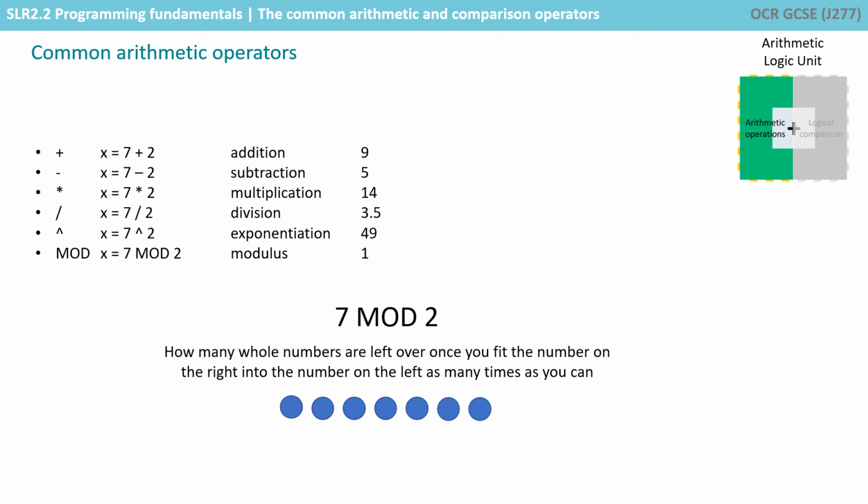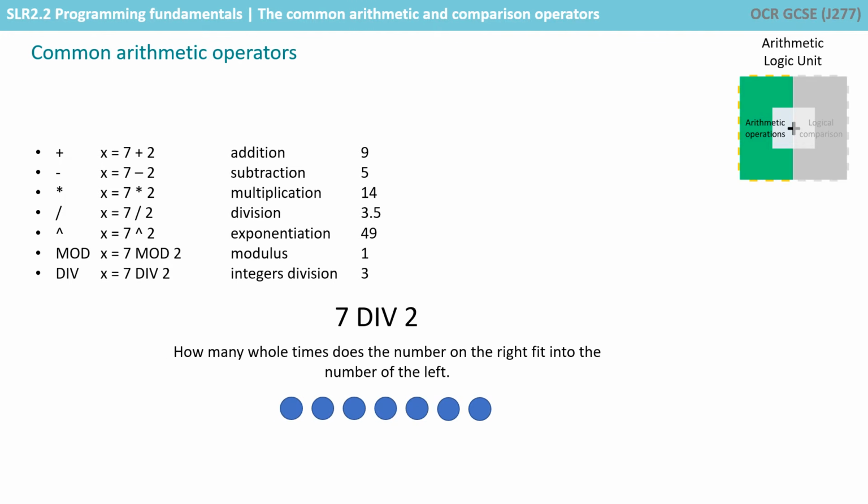We then have modulus. Now this one is one which candidates are often unaware of. When you write it in the exam, we'd use the word mod. Different languages sometimes use different symbols. So mod performs a modulus. It means how many whole numbers are left over once you fit the number on the right into the number on the left as many times as you can. So if we've got x equals 7 mod 2, how many whole times can we fit the number on the right, 2, into the number on the left? We can see here I can fit it in 3 whole times. What's left over is 1. So that's what modulus returns. It returns 1. It returns what's left over.